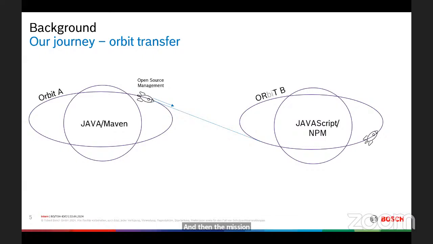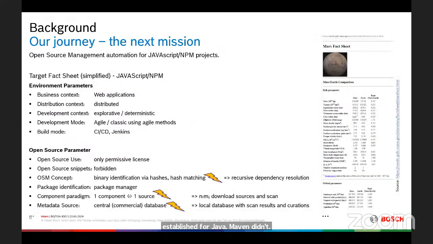So then the first teams came up and said, okay, hey, we need JavaScript, we use NPM. So our open source management that we had established for Java Maven didn't really fit this new ecosystem that we had to use, because there were some differences, right? So our hash matching didn't really work anymore, right? So we needed to do this recursive dependency resolution.